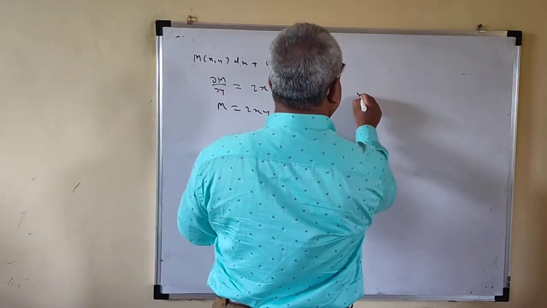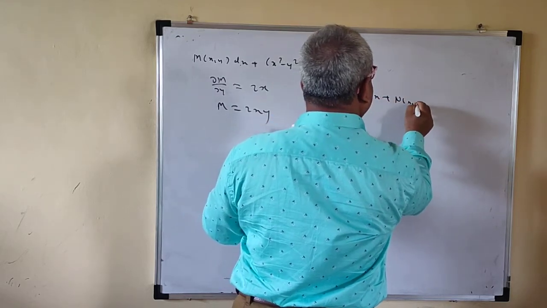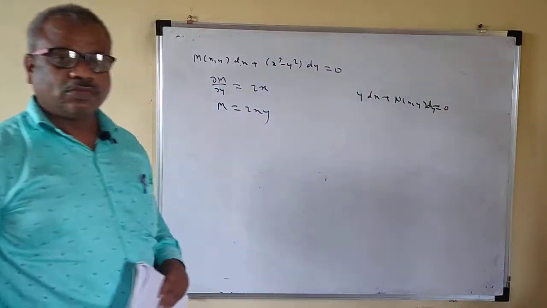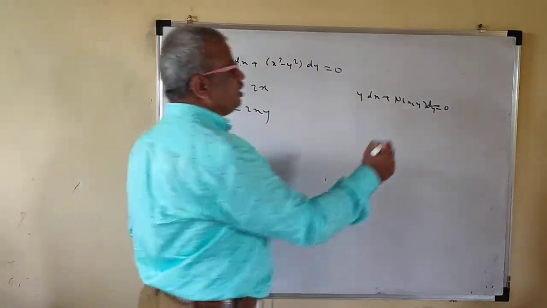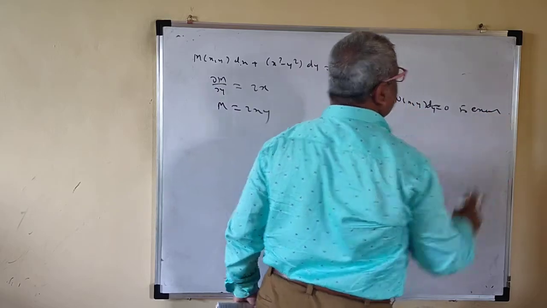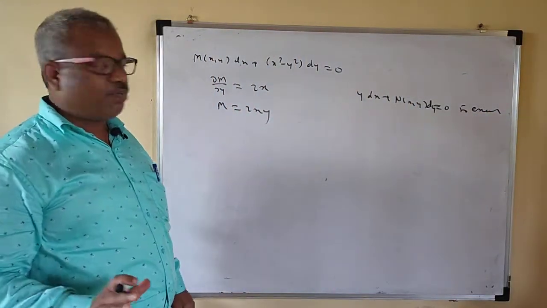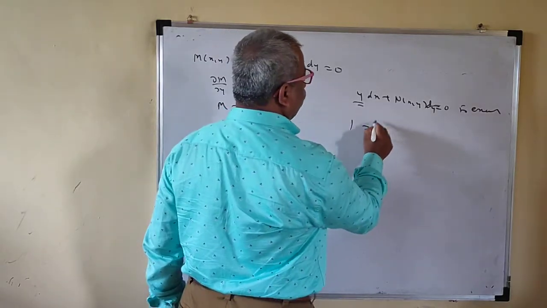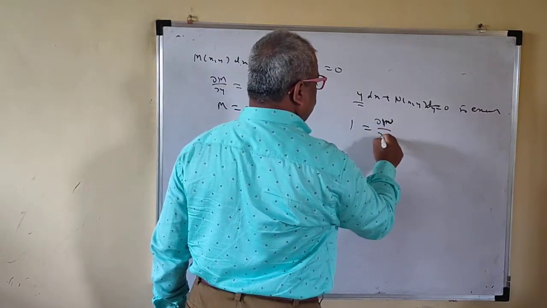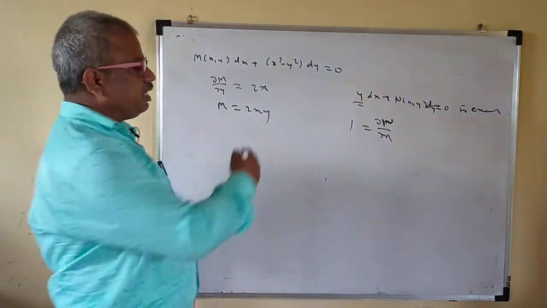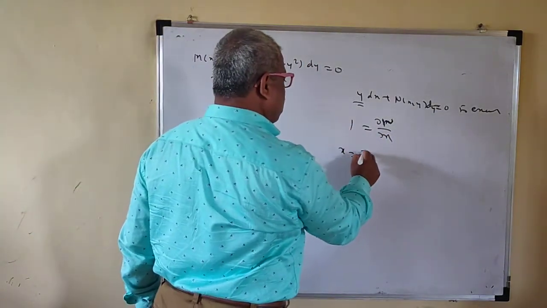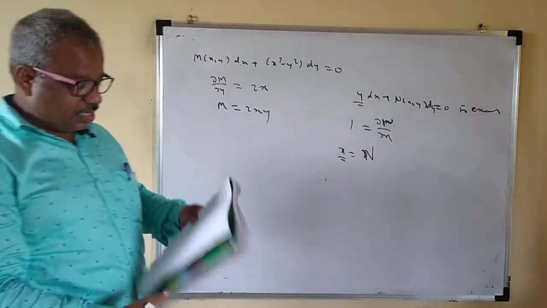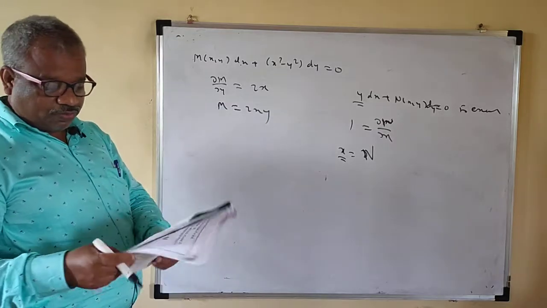Suppose y dx plus N(x,y) dy is equal to 0, and you want N(x,y) such that this is exact. So it is exact, which means ∂M/∂y is the same as ∂N/∂x. So ∂M/∂y is what? 1. ∂M/∂y is 1, and ∂N/∂x is 1. Just integrate with respect to x. So this is your N now. Your N is x. So check which option will be the correct.